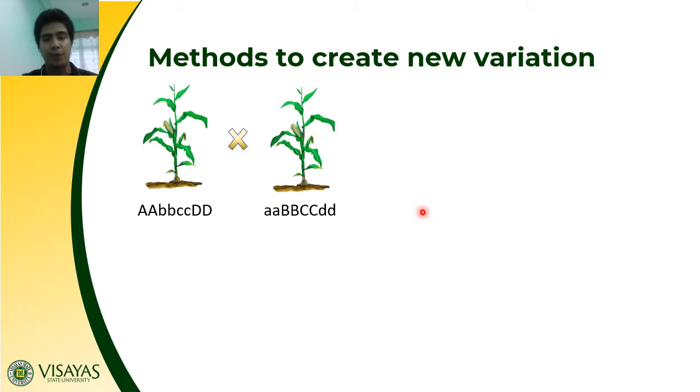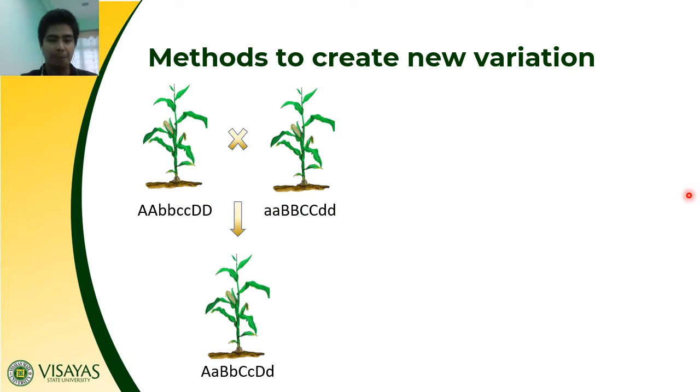So again, if you do hybridization, always remember that the two parents or the genotypes that you're going to cross must have contrasting traits. So say for example, we have here capital A, small letter b and c, and capital D. Those are, let's say, the loci of the genes, simply the genes of this particular individual. The other individual has a contrasting trait, say for example, small letter a, capital letter B, capital letter C, and small letter d. And as you can see, if you compare them, they have contrasting genes.